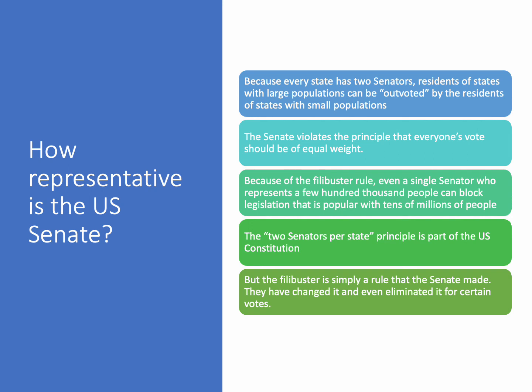And because of the filibuster rule, where they can basically refuse to let something come to a vote, one senator from a tiny state who represents a few 100,000 people can block legislation that is popular with tens of millions of people. So this 2 senators per state principle is part of the U.S. Constitution, and that's the way it is. Although the filibuster is just a rule that the Senate came up with, but understand that this representation problem is a real issue. I mean, I can give you a couple of quick examples.